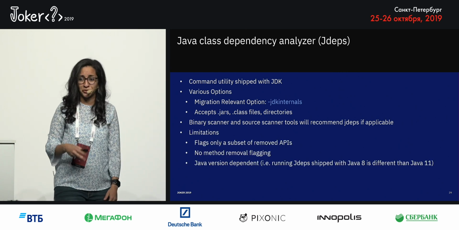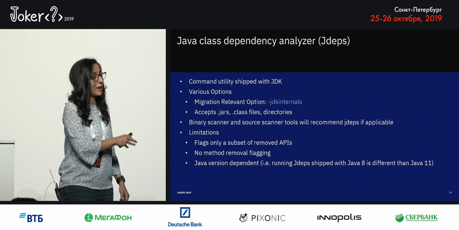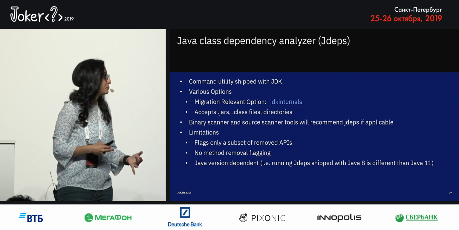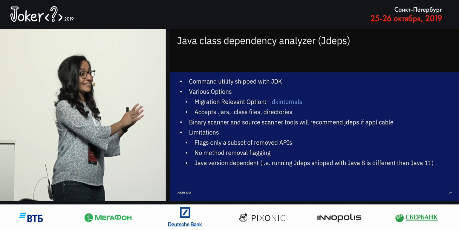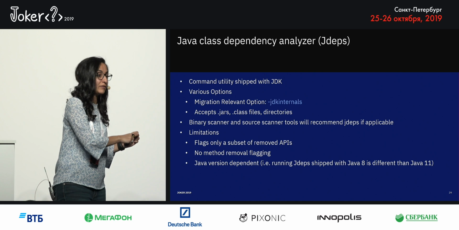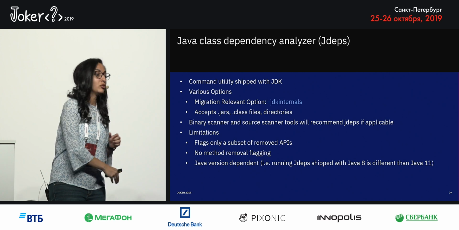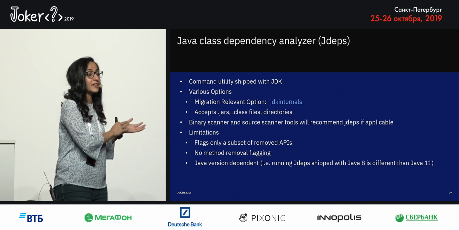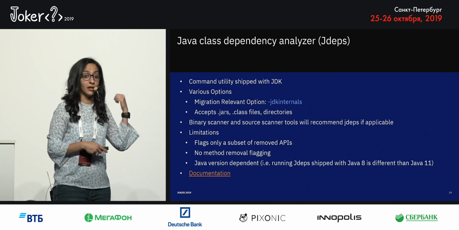Some limitations when I was doing my research is that it didn't find a lot of the things that were problematic according to the compatibility guide. There was no method flagging either. And it's very Java version dependent. So if you're coming from Java 8 and you're going to Java 11, run the JDeps that's within Java 11 or Java 12 or Java 13. Run it within the Java version that you're migrating to, because that's the Java version that knows that information about the things that happened before Java 11. And a link to the documentation.